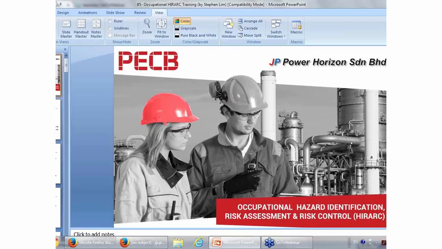Now, as you can see on the screen just now, when I talk about the hierarchy of control, basically there are 4 levels of hierarchy of control. We need to see which level or which type of control is suitable for the source of the hazard. So, it is very important that when we take an action to mitigate or to decrease the risk, we must make sure that the action does not create another new risk.